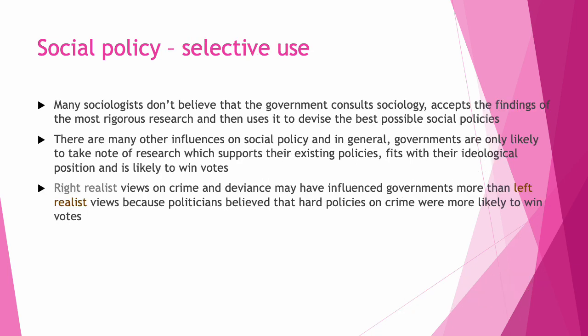Many sociologists don't believe that government consults sociology, accepts the findings of the most rigorous research, and then uses it to devise the best possible social policies for their party. There are many other influences on social policy, and in general, governments are only likely to take note of research which supports their existing policies, fits their ideological position, and is likely to win votes. Right realist views on crime and deviance may have influenced governments more than left realist views, because politicians believed that hard policies on crime were more likely to win votes.